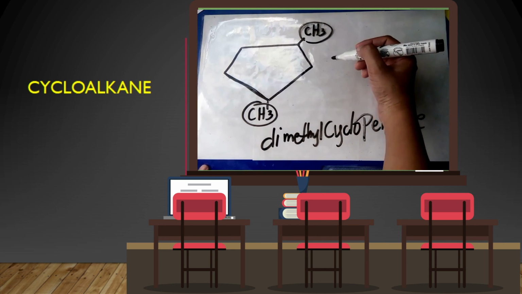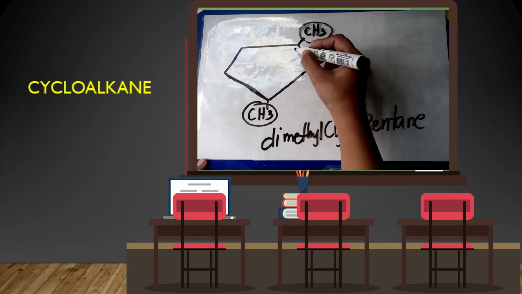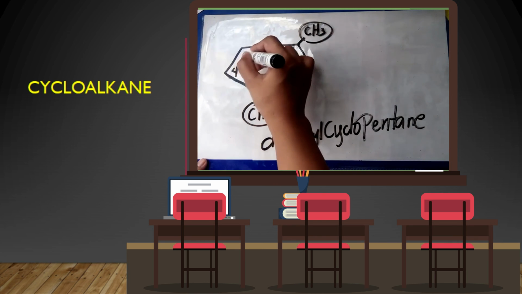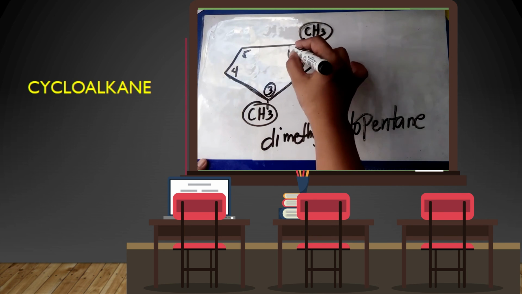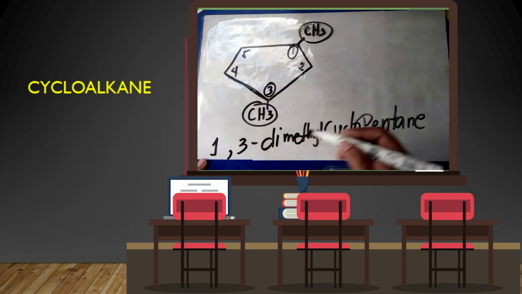So in what carbon atoms? Saan po nakakonect yung ating mga substituents? So let us number. Pwede po tayo mag-start dito or dito. So 1, 2, 3, 4, and 5. So in carbon number 3 and carbon number 1, we have methyl. So we have 3 and then 1. So the name of this structure here of this cycloalkane is 1,3-dimethylcyclopentane.